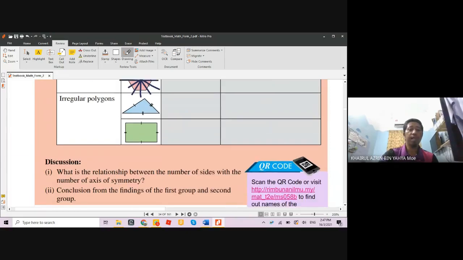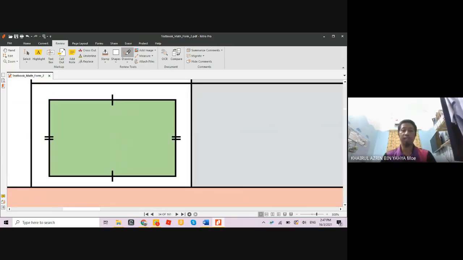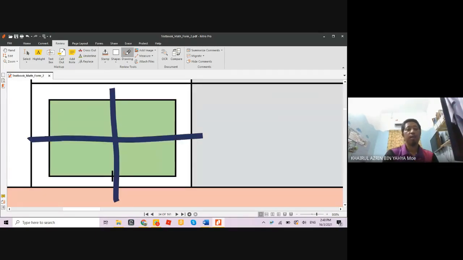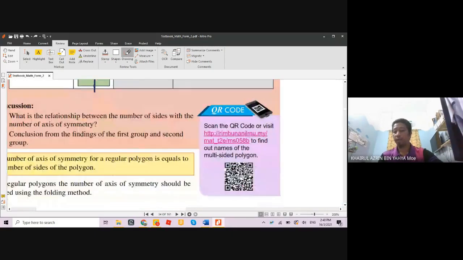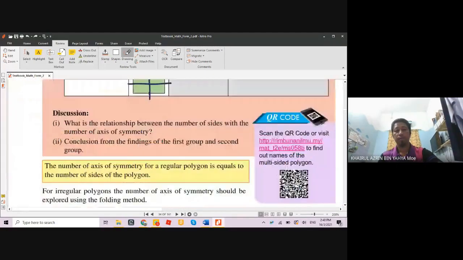Okay, so example like this one. This is a rectangle. This is not a regular polygon. This one has how many axes of symmetry? The answer is only 2. 1 here, one more here. Only 2. This one is not an axis of symmetry. No. So for rectangle, there are only 2. Even though there are 4 sides, the axes of symmetry are only 2, because this is an irregular polygon. Okay, so that one is covered already. Okay, next.